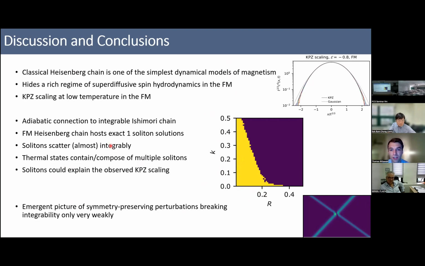In addition, these solitons turn out to be not only one-soliton solutions, but also scatter almost integrably, in the sense that they have scattering phase shifts and they live forever, even for hundreds of collisions, and that thermal states essentially are composed of these soliton-like objects, which then could explain why we saw this KPZ regime.